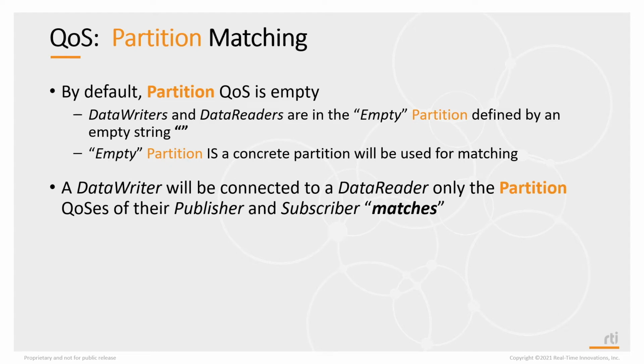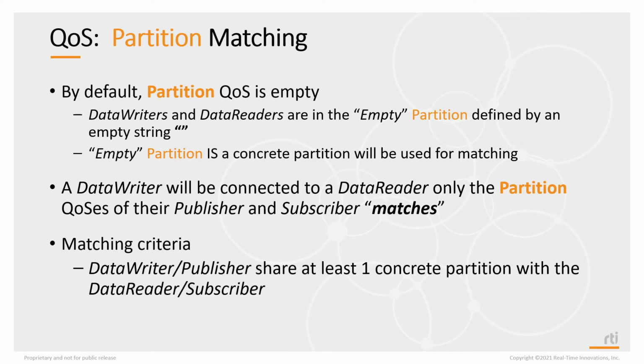Now, as discussed, a data writer will be connected to a data reader only if the partition QoSs of their publisher and subscriber objects match. Now, what does it mean for partition QoSs to match each other? Well, there's two matching criteria. One is that the data writer and data reader share at least one concrete partition.